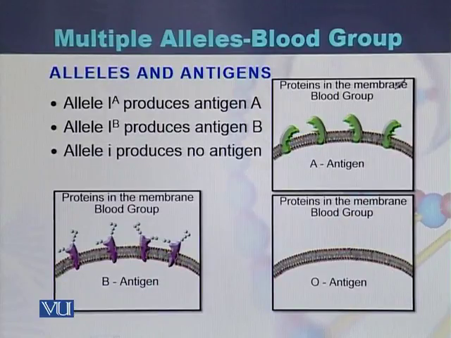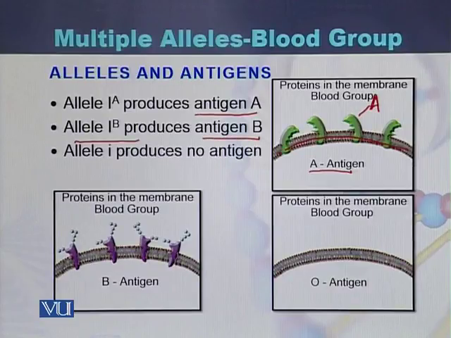Allele A generates an antigen that is called antigen A. Here we can see antigen A. Antigen A is present in the cell membrane of the red blood cells. So this is the cell membrane of the red blood cells, and these antigens are called antigen A. In case of allele B, it produces antigen B, and antigen B is also present in the cell membrane of the red blood cells. These are the antigen B.